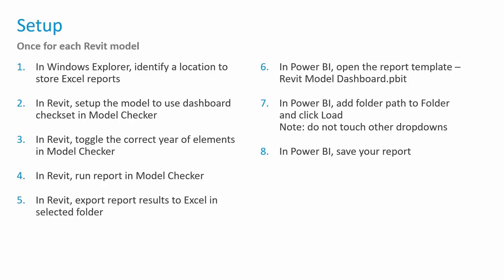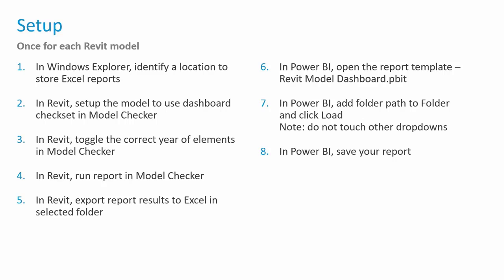Then inside of Revit, we set up our model to use the dashboard check set. We were sure to toggle which year of Revit we are using, since that check set contains model element checks for multiple years, and the categories inside of Revit can change from year to year. Then inside Revit, we simply run our Model Checker report. We export those results into the Excel file in the folder that we identified in step 1.